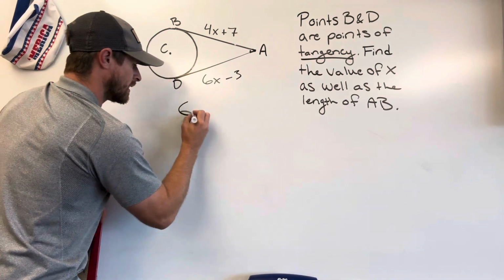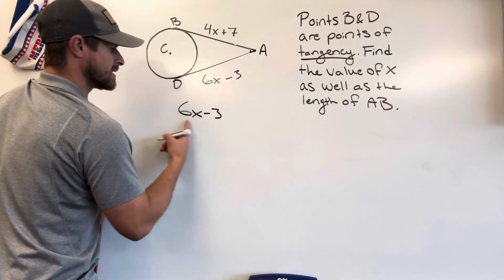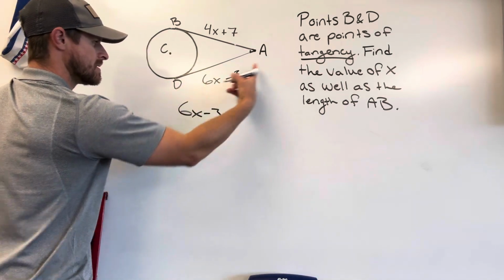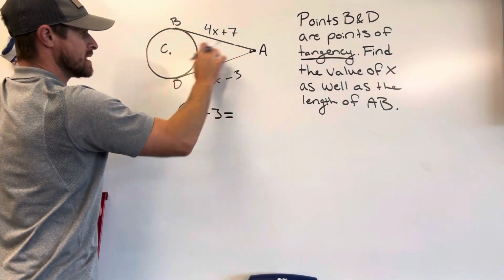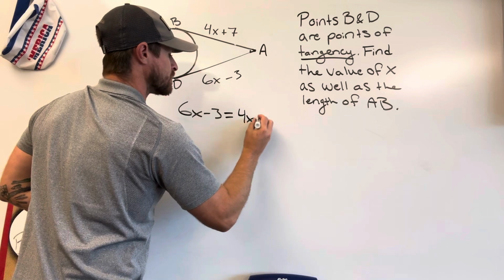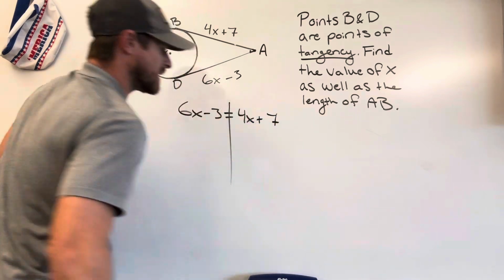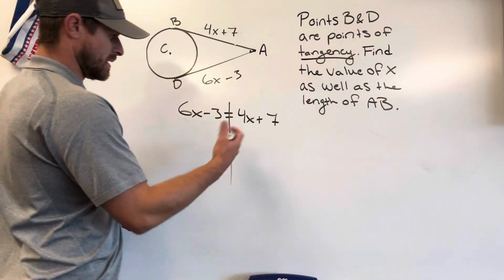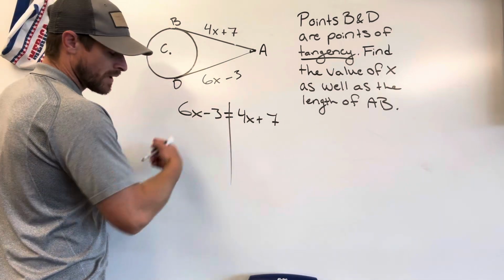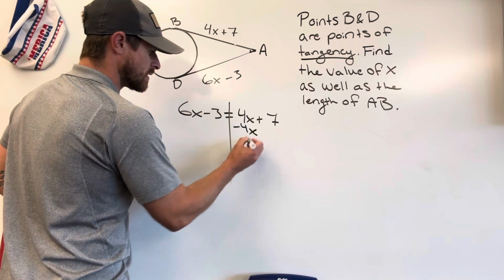So I'm going to do that for you right now. We're just going to write that out. 6x minus 3, AD, is the same as AB, which is 4x plus 7. Now this just basically becomes an algebra problem where it's going to be a multi-step equation. We got to get all our variables to one side. So let's move 4x over to the other side.